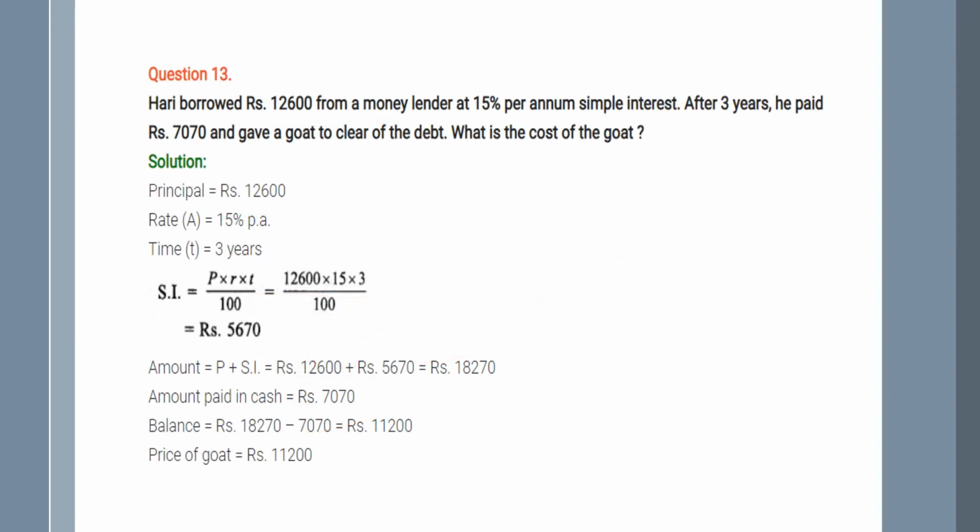So question number 13 is a statement sum for you. Hari borrowed rupees 12,600 from a money lender at 15% per annum simple interest. As you know very well, 15% will be the rate. And Hari has borrowed 12,600 rupees, the borrowed amount, so it will be principal. After 3 years, so time will be 3 years, he paid rupees 7070. After 3 years, the total amount is given to you, so the total will be considered as amount, and he paid it to clear off the debt.